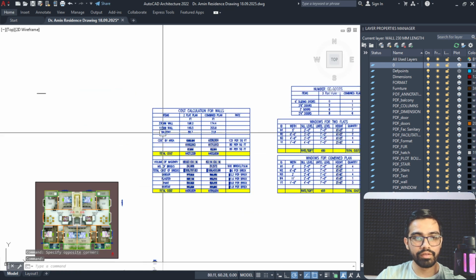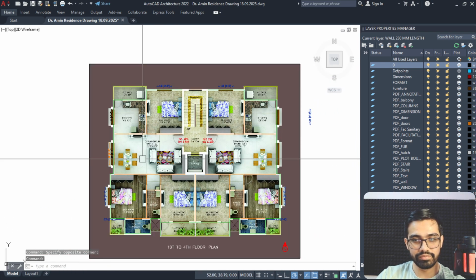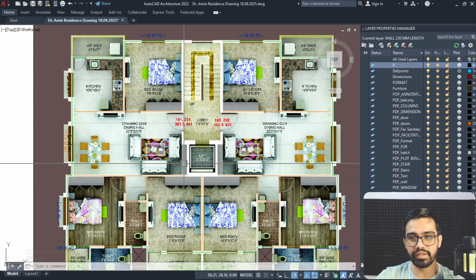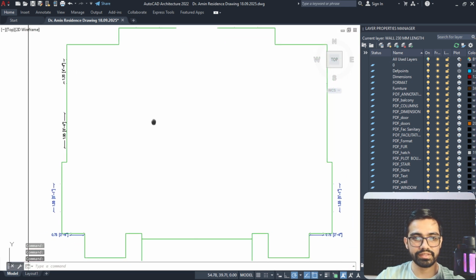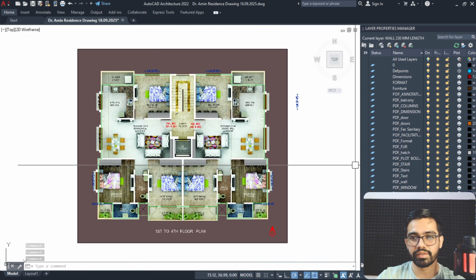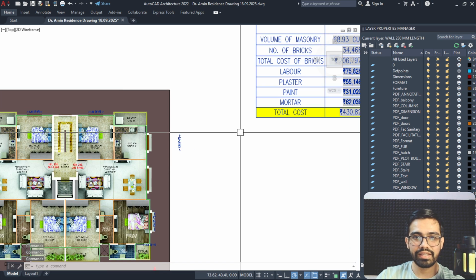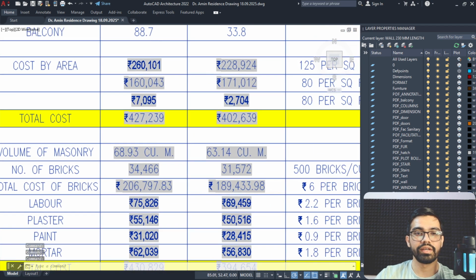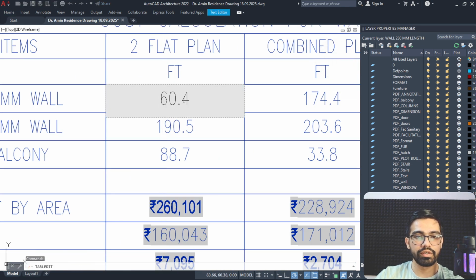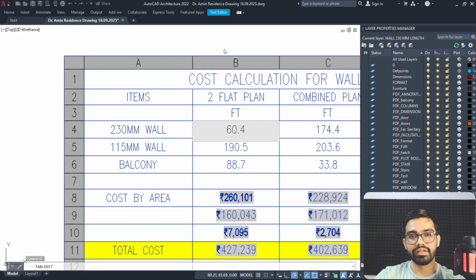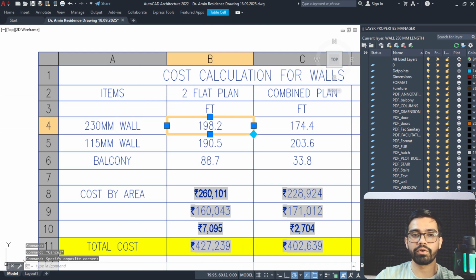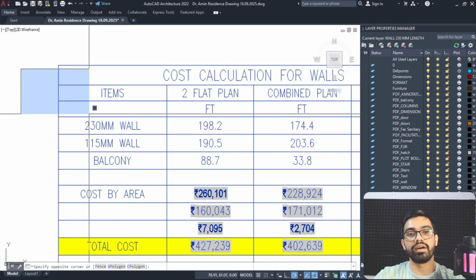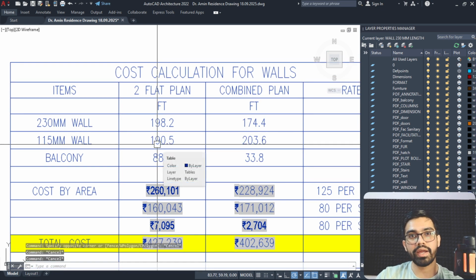So for example, for the 230 wall, I turn off all the other layers, just keep the 230 layer turned on like this. Then I select all the lines, execute the Lisp command, which is tlen, short for total length, and that gives me 60.4 meters in length. Then I put the conversion factor to get the running feet. I did that for both these plans for all the three typology of walls: 230 wall, 115 wall, and all the balconies. Then I calculated the cost by two different methods.